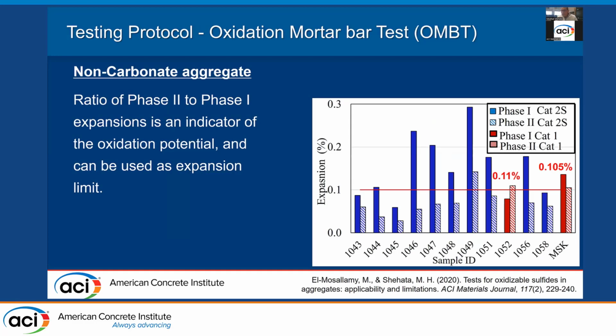So what is the conclusion? The conclusion is the test works with the 0.1 limit so far, based on that limited group of aggregates. However, because of this one, and even for the red one, the one with sulfide, perhaps one observation you can see here is that phase 2 compared to phase 1 for non-reactive or non-oxidizable aggregate is very small.